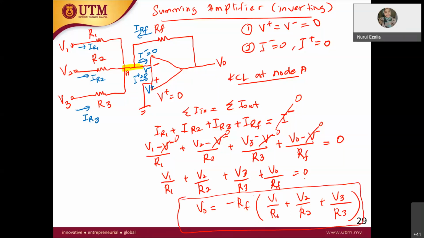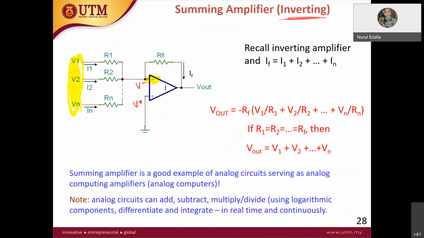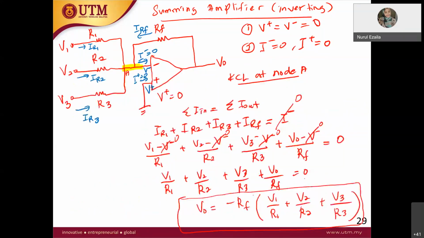If you have 5 inputs, then you have V4 over R4 plus V5 over R5. So let's take a look here. Is it the same? Yes, it is the same. V out is equal to negative RF times V1 over R1, and so on up to Vn over Rn. So this is how you derive the summing amplifier. Definitely worth deriving it.